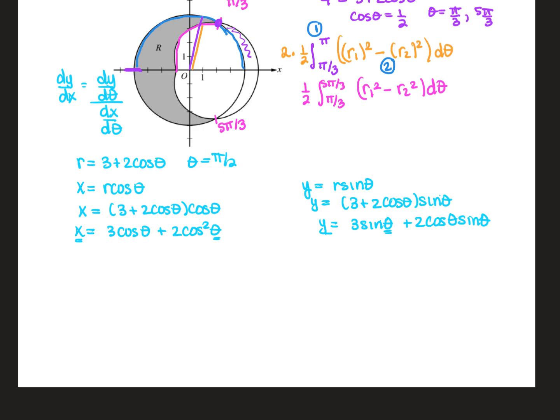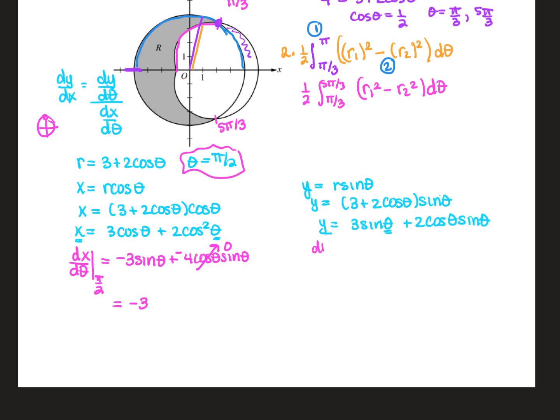All right, so let's go ahead and take our derivatives. For dx/d theta, the derivative of cosine is minus sine. Here we have a power rule, then a chain rule. So 4 cosine theta times a negative sine theta. I'm going to evaluate this one at pi over 2. So at pi over 2, sine is 1, cosine is 0. So this piece is gone, and dx/d theta is negative 3.